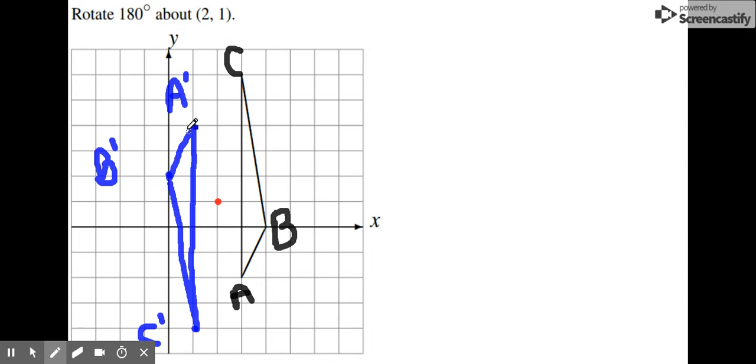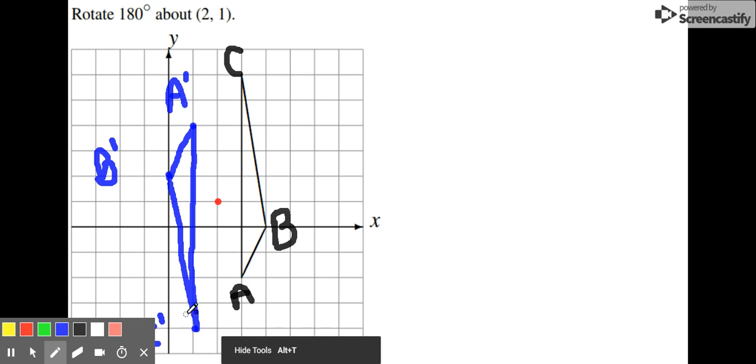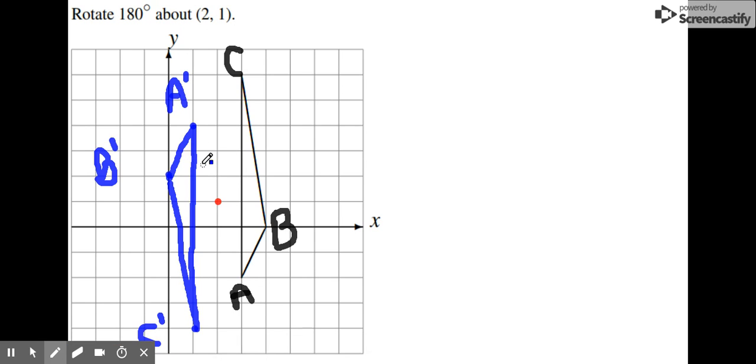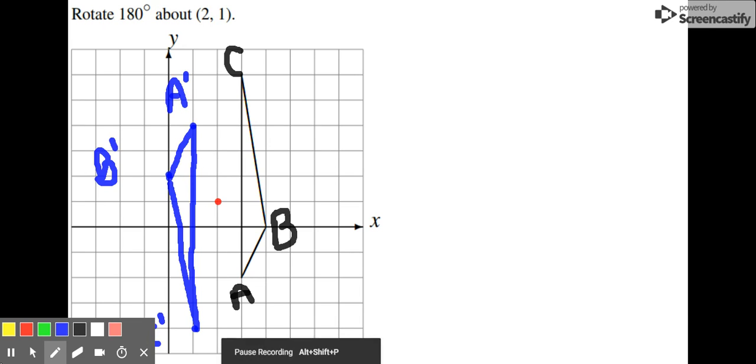Connecting our pre-image to the center of rotation to the image, we see that we have those straight line segments. And we also see that the orientation, the way you go around the points, is preserved, which is a property of rotations as well. As you go from A to B to C, we're moving in a counterclockwise motion, and then A prime to B prime to C prime, we're also moving in a counterclockwise motion. So again, we know that there are many ways to check that we did rotate this correctly about the point (2, 1).